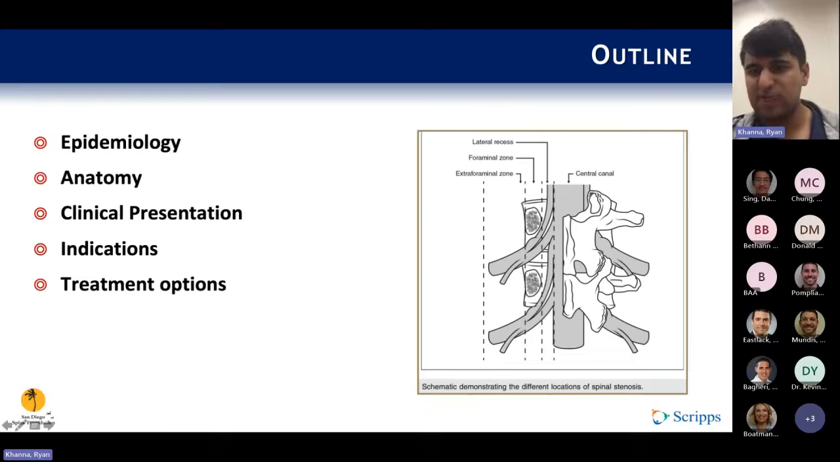You can see, can you guys see my mouse? No. Okay.